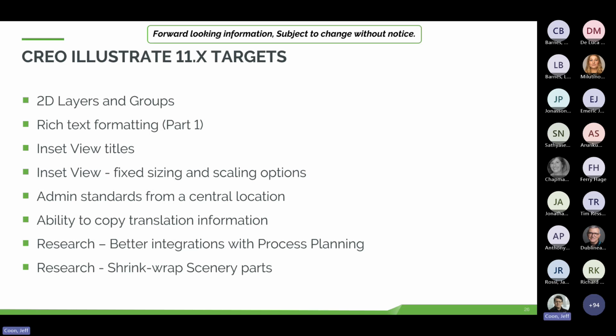We do have plans to do tables and those kinds of things at a future point, but for right now, it's going to be primarily bullet points, bold, italicized, as well as the concept of a header and main body. So inset view titles is basically just what it says: the ability to add a title such as detail A, detail B, that kind of stuff, to the inset views so that you can better distinguish them.